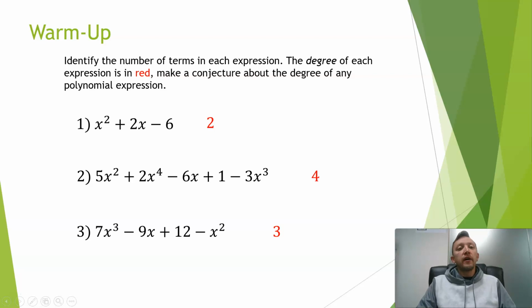So here we have these three functions, and I want you to identify the number of terms in each expression, and the degree of each expression is already in red for you. Now you don't know what that term degree means yet. That's what we're going to be talking about next. But I want you to see if you can make what we call a conjecture, which is like a rule about the degree of any polynomial expression.